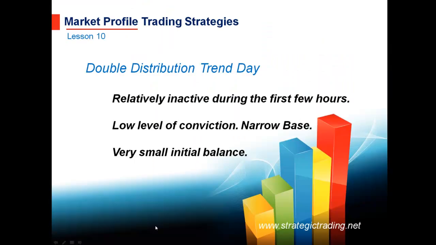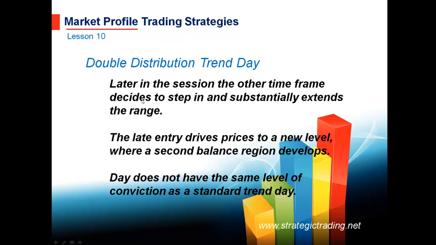All right, just a few words about the double distribution trend day today. We will talk more about it in some of our other lessons. The double distribution trend day is relatively inactive during the first few hours of the day. You really begin to see distribution during the early part of the day. There's a low level of conviction and a narrow initial base and a very small initial balance. Since this is the other type of trend day, I just wanted to introduce you to it briefly and make you aware of what it looks like.